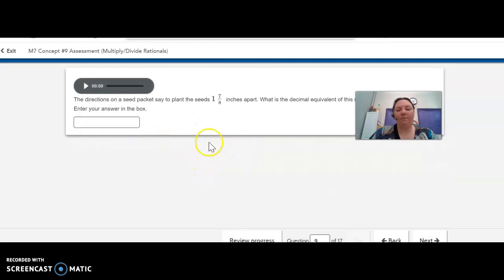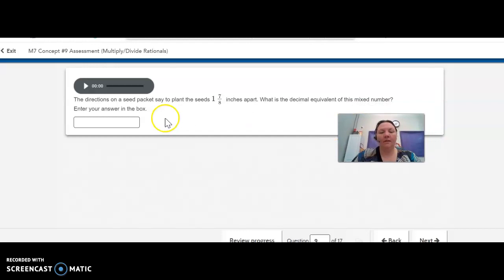And that should also help you with number 8. To turn a mixed number into a decimal, you'll recall from last week, we reviewed this when we did our adding and subtracting, which was concept 8 as well. We take our numerator divided by our denominator to turn that fraction into a decimal.